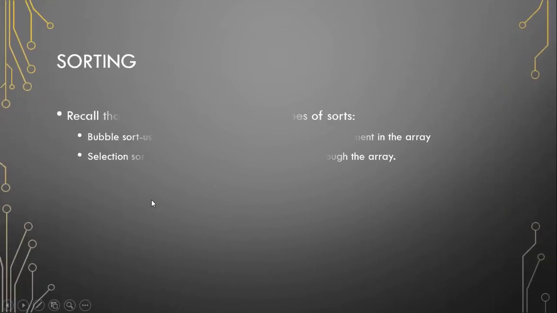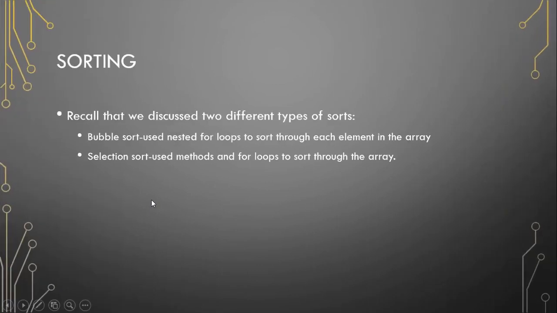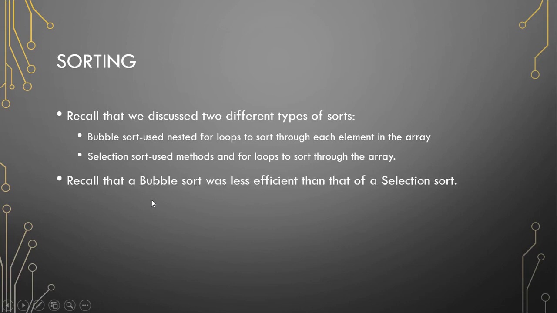Now, sorting is the final topic we're going to talk about. Recall that we discussed two different types of sorts in Programming 1. The first was the bubble sort, which used nested for loops in order to sort through each element of the array. And the second was a selection sort, which used methods and for loops to sort through the array. If you recall, a bubble sort was less efficient than a selection sort.